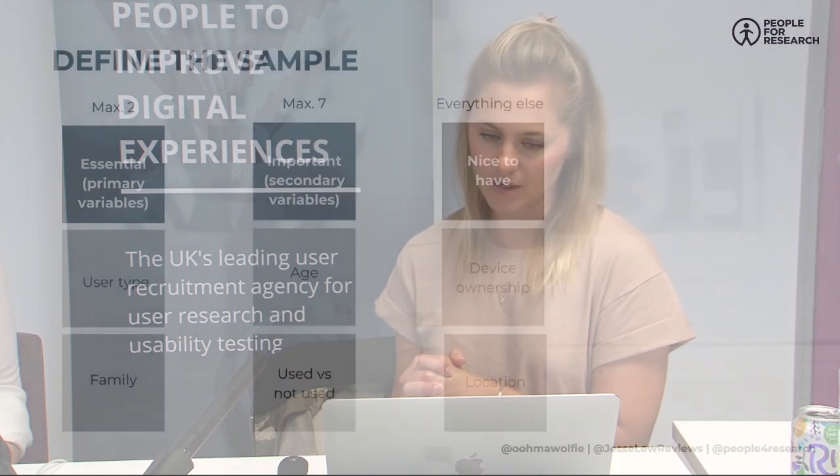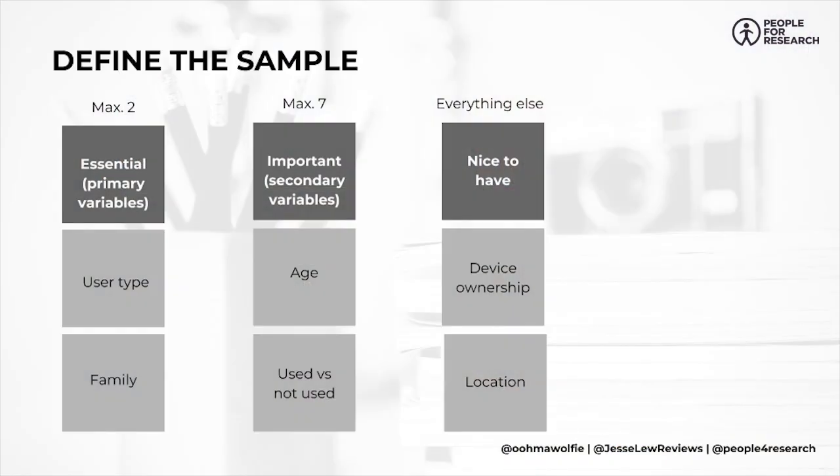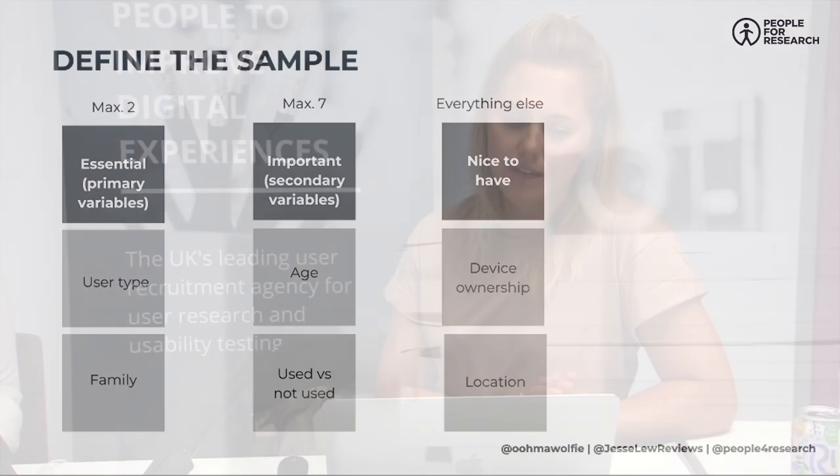And we generally try to arrange them in these 3 columns. So we go for our essential column, or primary variables, if you want to use the flashy words. So we would recommend no more than 2 in that column. So they are the 2 things that are absolutely crucial for your participants to have in that recruit. So for this, we've pulled out family and user type. And they're things that you may be able to give a little bit on, but really it's quite important the way that you define them in your brief is as strictly adhered to as is possible in the recruit.